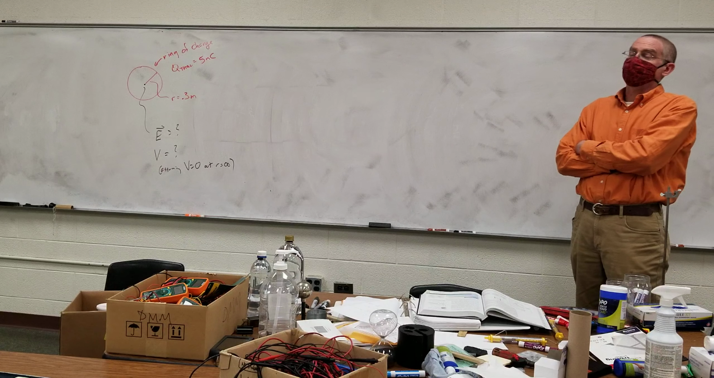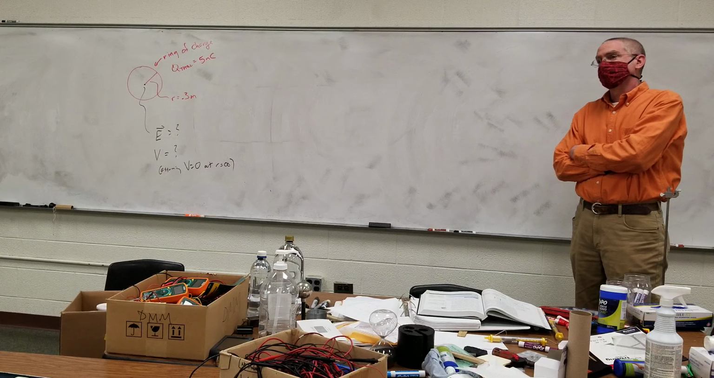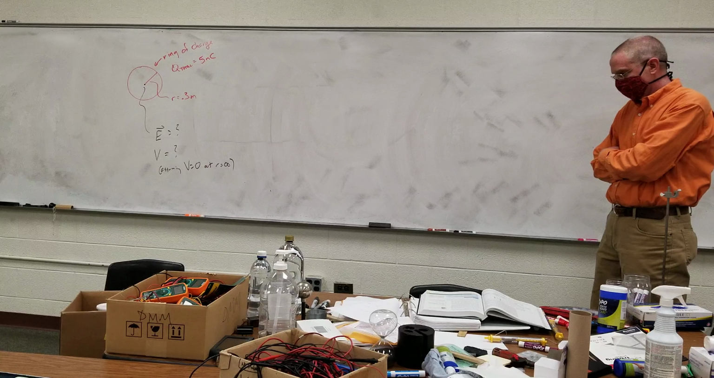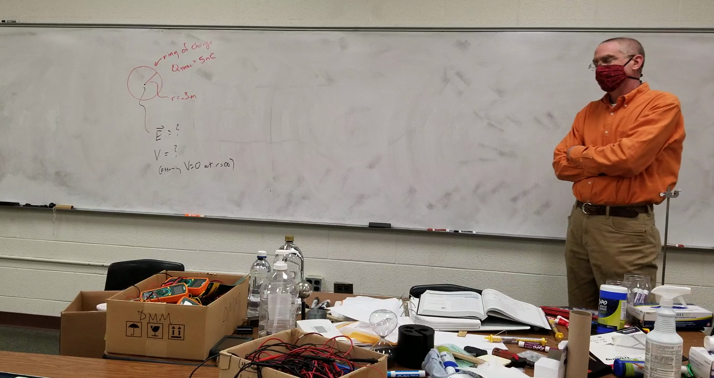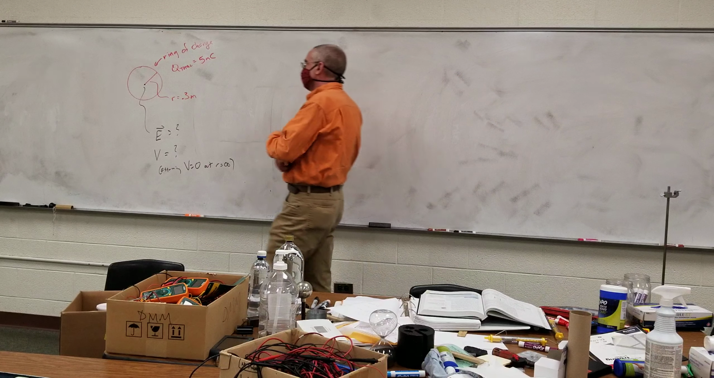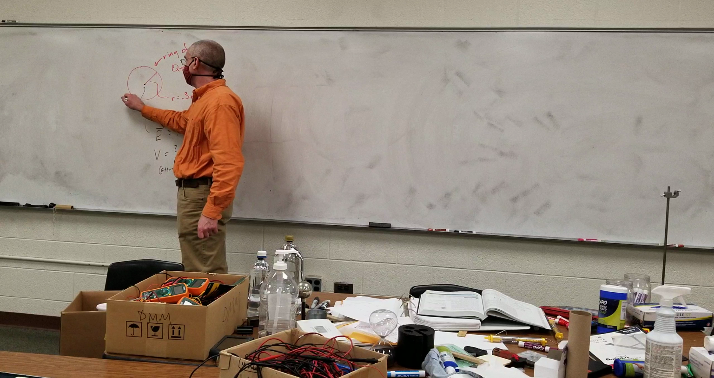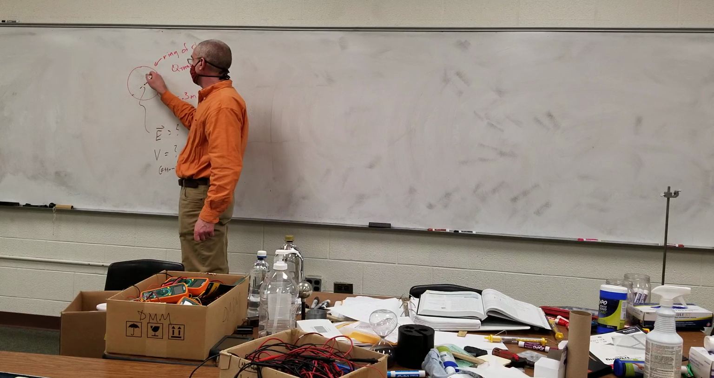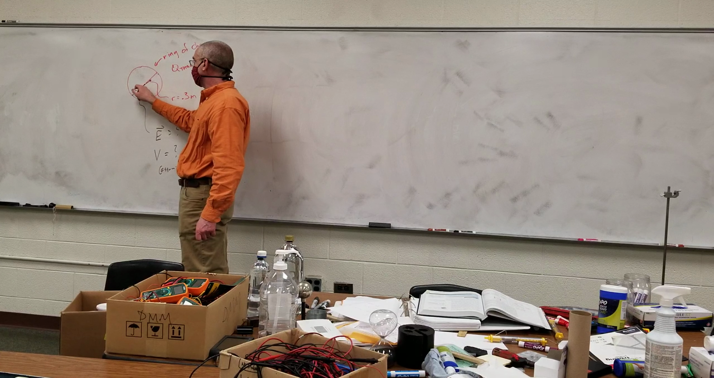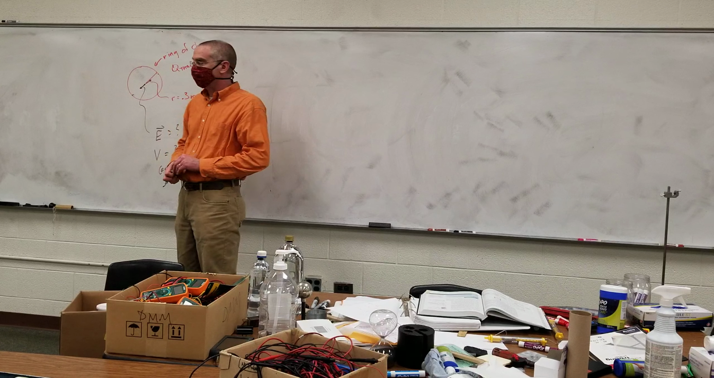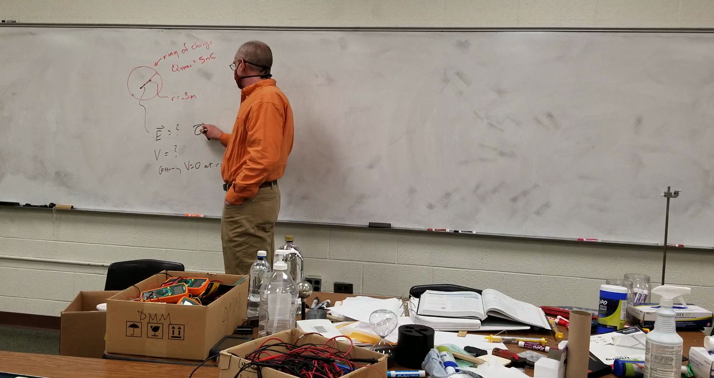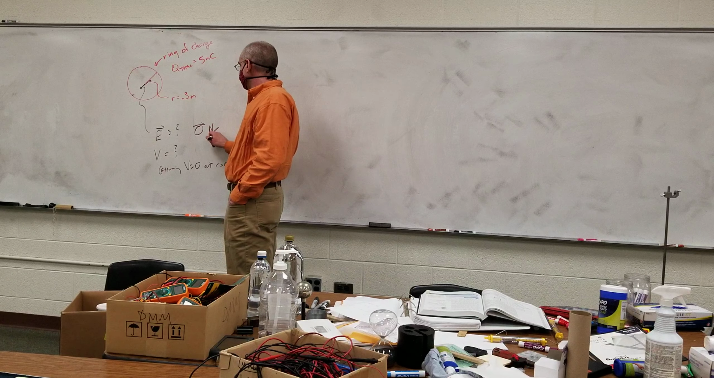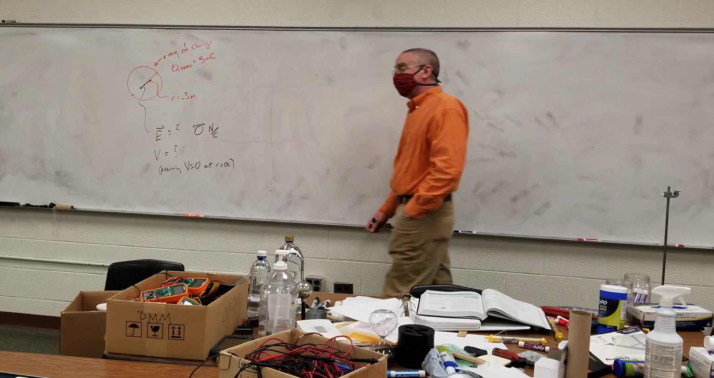Zero. It is, why? Since it's a ring of charge, the electric field is equal from every direction, so it cancels out in the middle. Yeah. So if I have a charge here creating an electric field in that direction, there's something on the other side of the circle that's creating an electric field in the other direction, they cancel out. So the electric field is 0 at the center. The electric potential, however, is not.